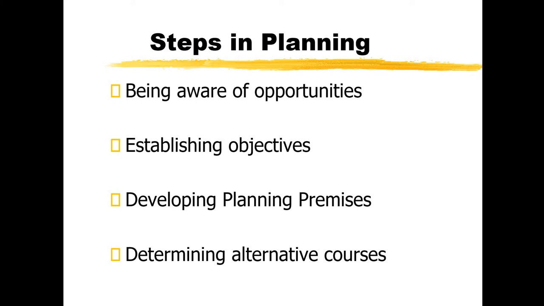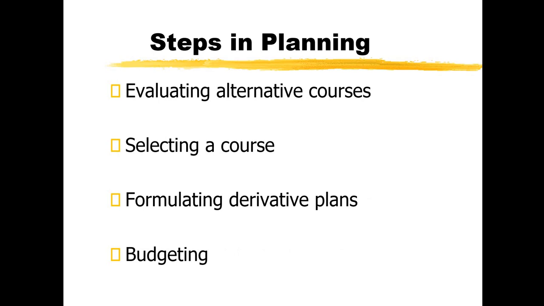And from these alternatives, I have to then evaluate. I have to do a cost-benefit analysis and finally select a course of action. Once this course of action is selected, I will have to formulate derivative plans. These are the support plans to fulfill the main plan. And of course, every plan will have a budget. So this budget has to be prepared. So these were the steps in planning.